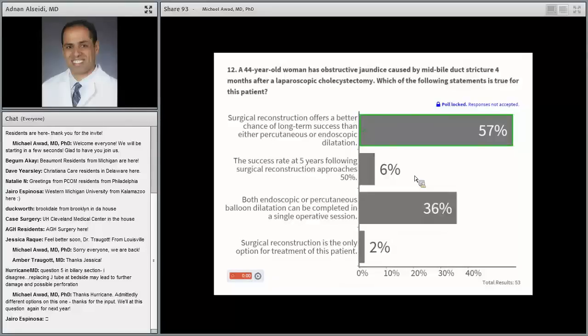So in general, we recommend multiple sessions, and even with multiple sessions, the recurrence rates are higher than surgical repair. Surgical repair in a patient like this will have a long-term patency upwards of 90%, depending on whether this was a thermal injury or a clip injury, but nevertheless it should be anywhere from 70 to 90% long-term patency.